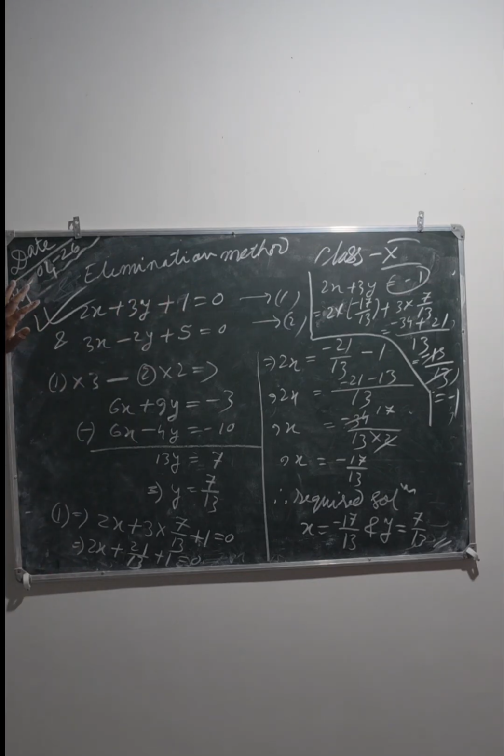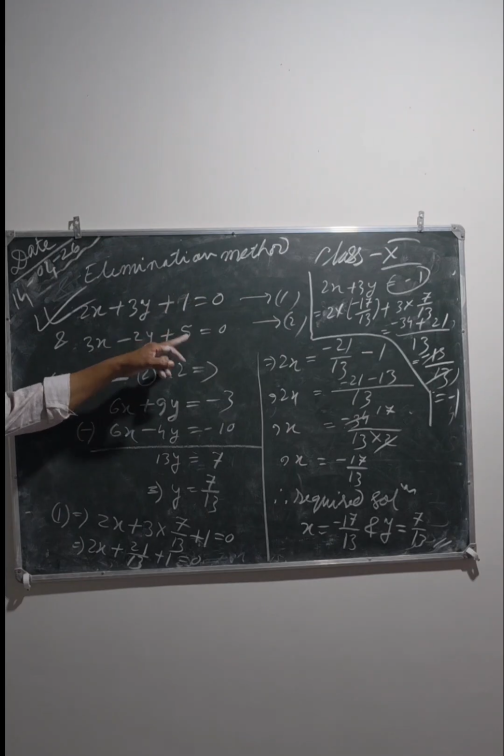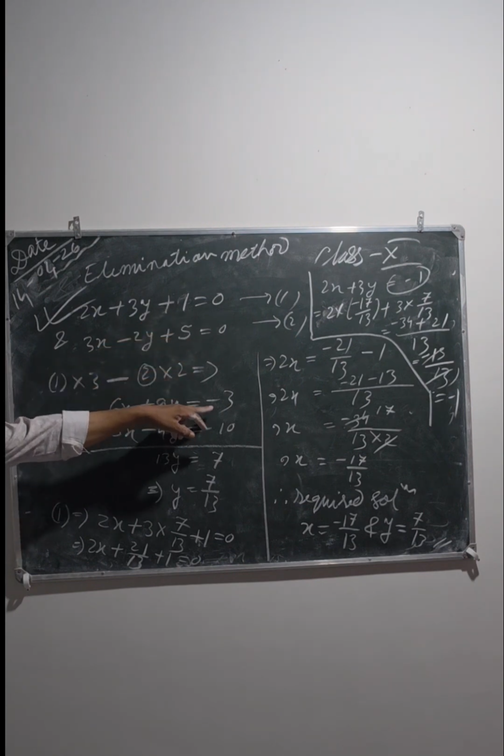Let us check this method once again through this problem. If we are given two simultaneous equations, we should write them in this way. To make the coefficient of x the same, we have to multiply equation 1 by 3 and equation 2 by 2. So let us multiply 1 by 3. Then 2 3s are 6, 3 3s are 9, and the 1 on the right side becomes minus 3 after multiplication by 3.